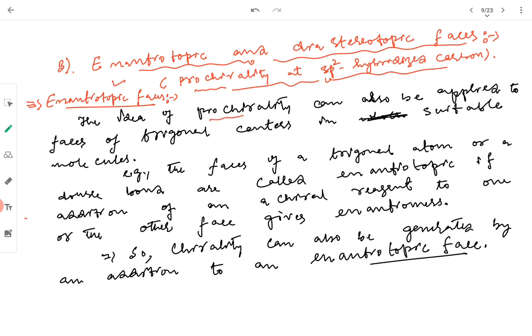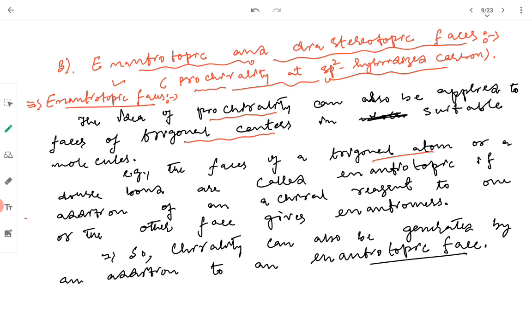The idea of prochirality can also be applied to phases of trigonal centers in suitable molecules. Some molecules, like aldehydes and ketones, have trigonal centers, sp3 hybridized carbon. And this concept of prochirality can be applied to these molecules also, right? For example, the faces of a trigonal atom or a double bond. A double bond can also have different faces, right? Because it is sp3 hybridized.